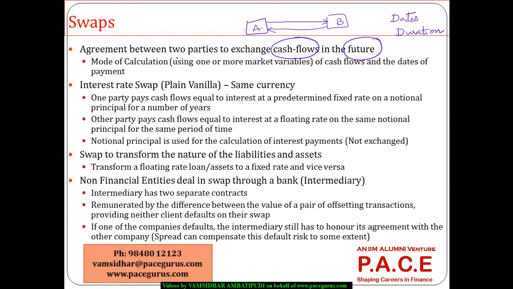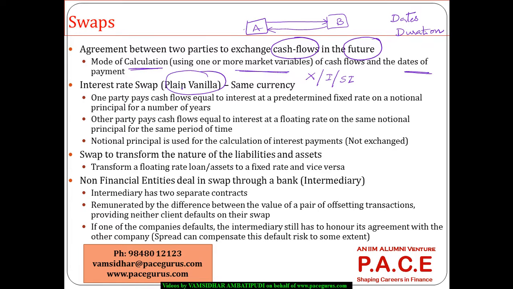The mode of calculation, what amount would be exchanged at different points in time, could be based on one or more market variables: the exchange rate at that particular point, the interest rate at that particular point, or the stock index value at that particular point. The cash flows are decided, the dates on which the payments are made, and the duration of the entire set of payments are all decided at the time of agreement itself. So that is, in a nutshell, a simple swap agreement.